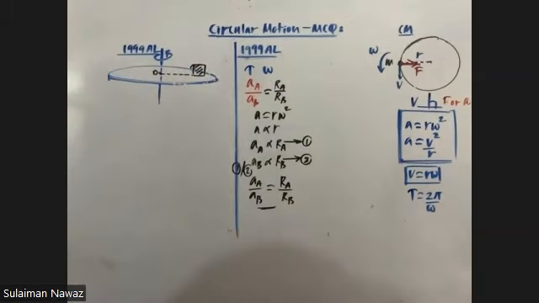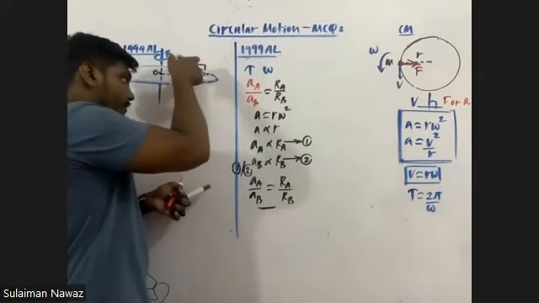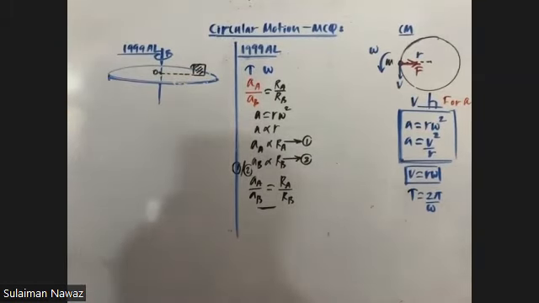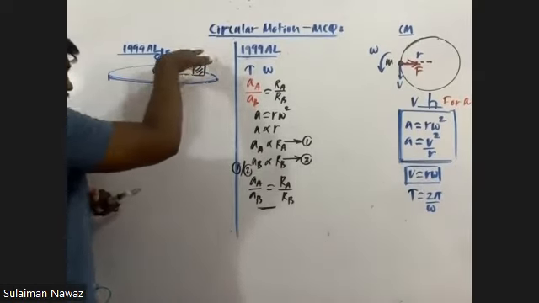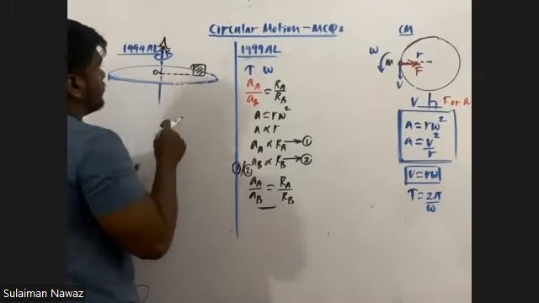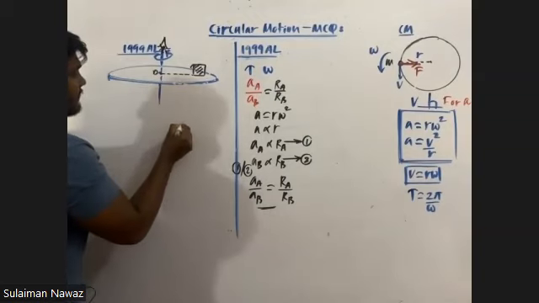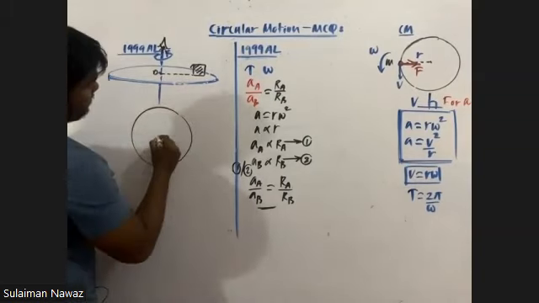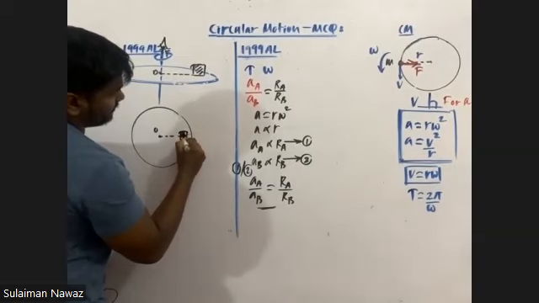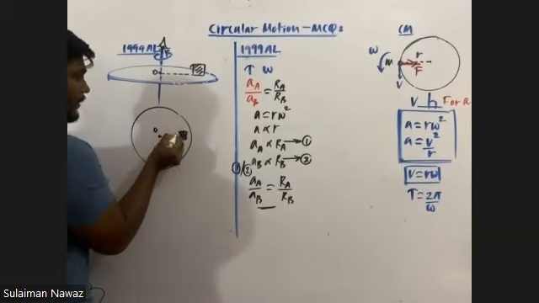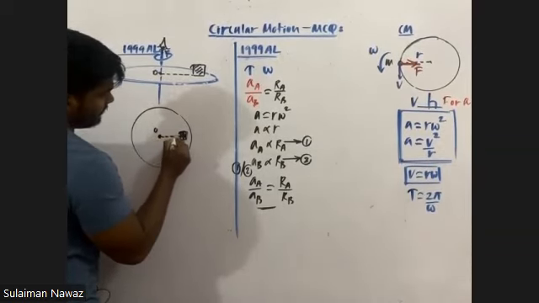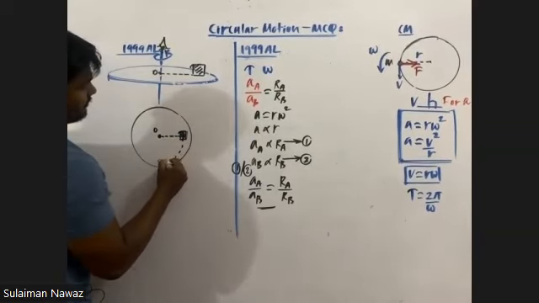When the table rotates, this object moves in a circular motion. When someone looks from the top view, it would look like this: a circle with a center, and capital O is our object. This object moves in a circular motion.